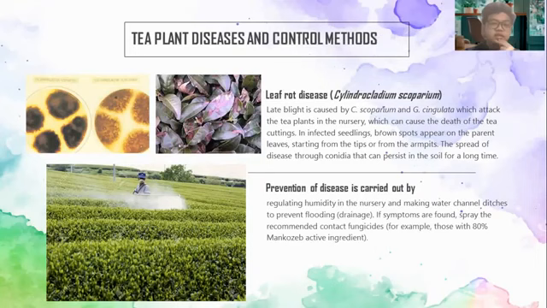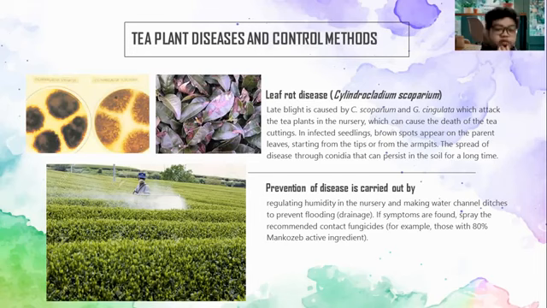The next disease is leaf rot caused by Cylindrocladium scoparium. Leaf rot is caused by Cylindrocladium scoparium and Glomerella cingulata, which attack the tea plants in the nursery, which can cause the death of the tea cuttings. In infected seedlings, brown spots appear on the parent leaves, starting from the tips or from the armpits. The spread of disease is through conidia that can persist in the soil for a long time.